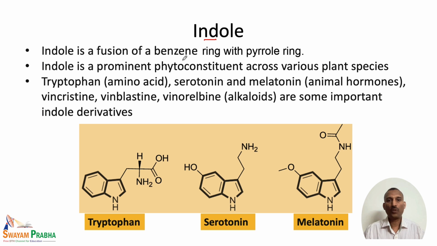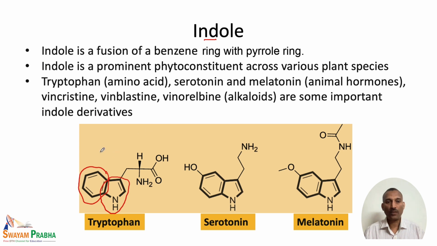Indole is a fusion of benzene and a pyrrole ring. So here is the benzene ring which is fused with the pyrrole ring. There is a 5-membered nitrogen heterocycle. These two are fused together, and this fusion is called the indole ring. And indole is actually the main phytoconstituent across various plant species.